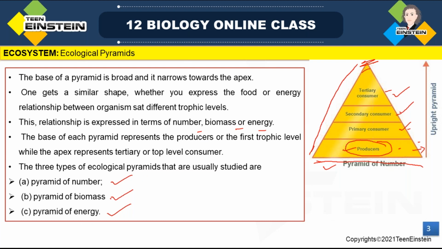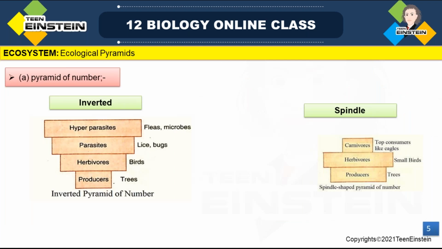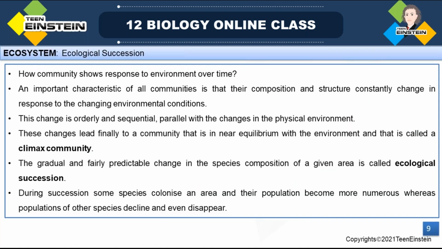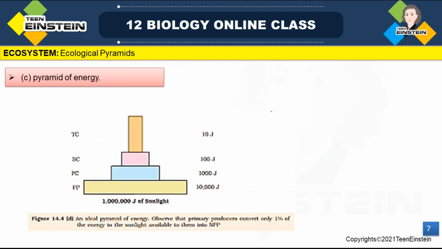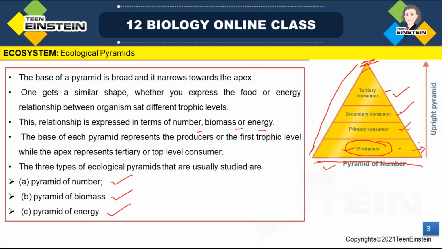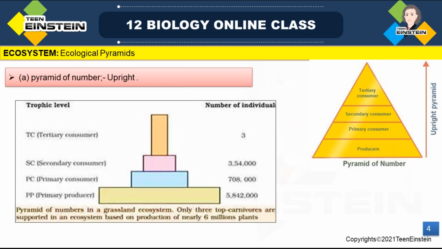There are three types of ecological pyramid that we are going to study one by one. Which are the three types of ecological pyramid? Pyramid of number, pyramid of biomass and pyramid of energy. All these three types we are going to learn. Let's see one by one. Pyramid of number is the first one we are going to learn.